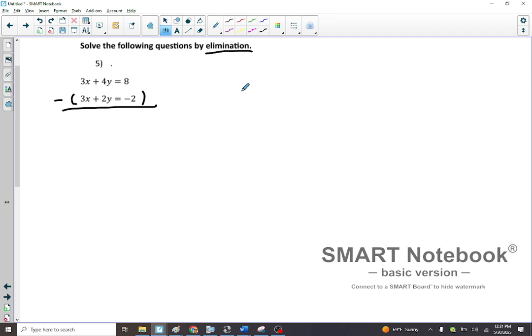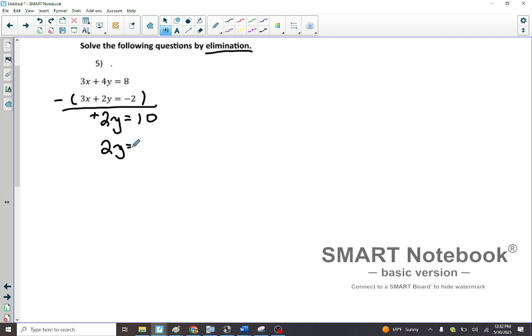Because they're lined up, what I'm going to do is subtract vertically. And I can subtract vertically because they're already lined up. Now, the reason I'm subtracting is because I want to eliminate one of them. So like 3 minus 3 is 0x, which is good for me. I want to get rid of it. So I don't even need to write 0x technically. Then 4 minus 2, 2y, equals 8 minus negative 2. Remember, it's 8 minus negative 2, so that's 8 plus 2, or 10.